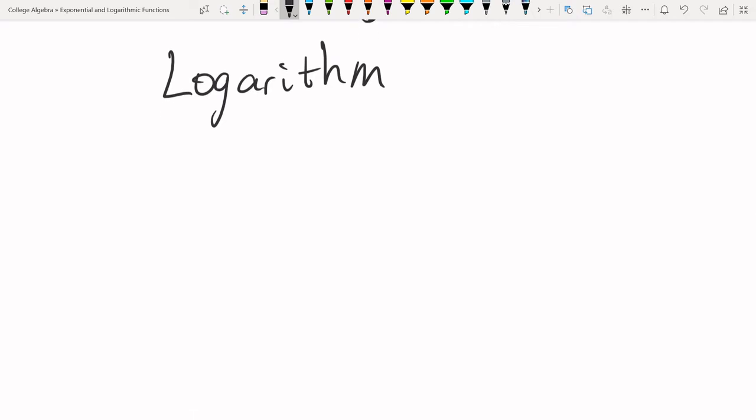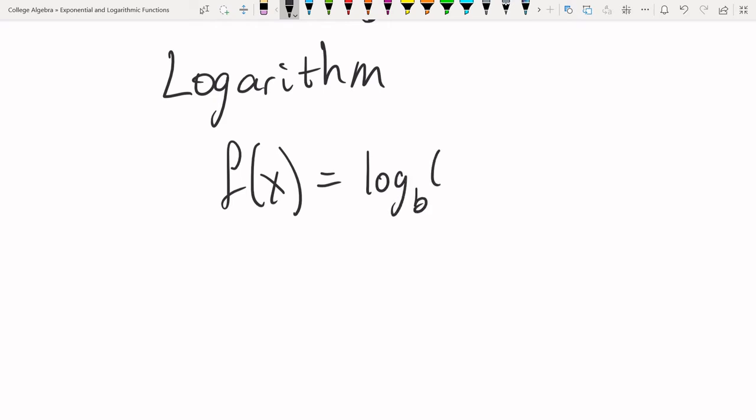These functions look to be in the form of this: f of x, the very simple ones, look like this: log base b of x. And just like exponential functions have many uses and applications, logarithms also have many uses and many applications.